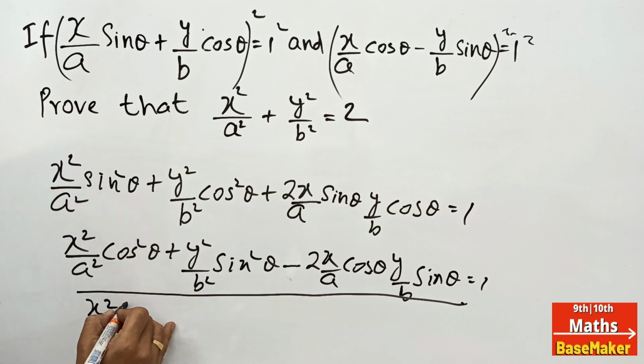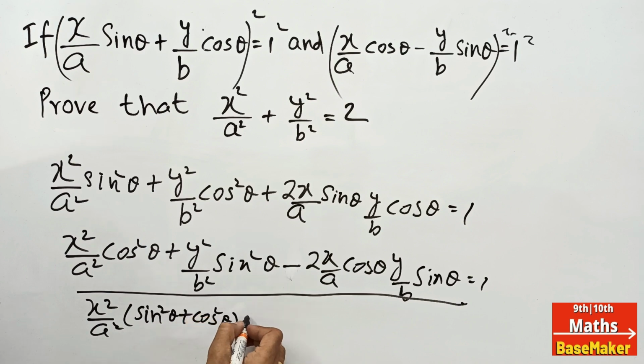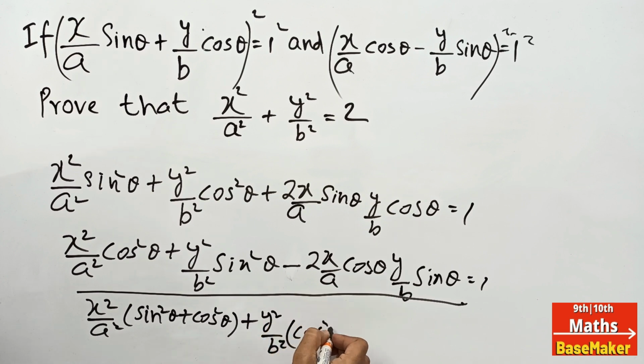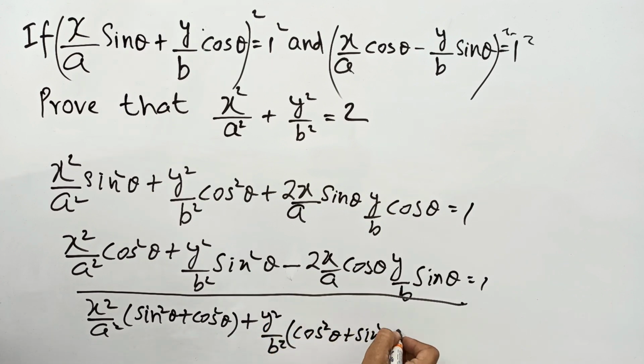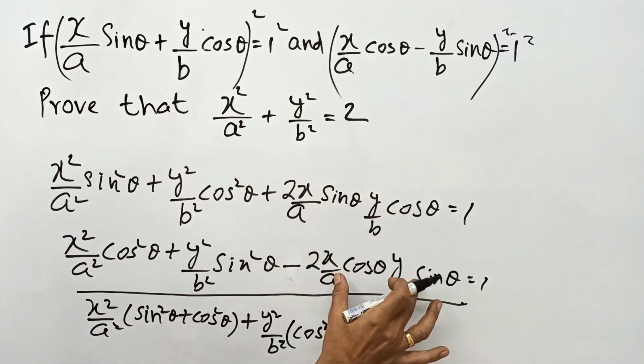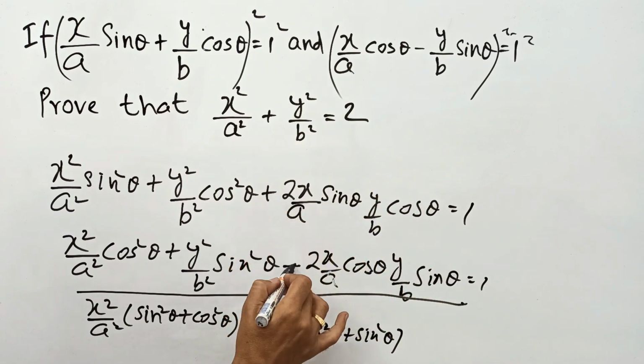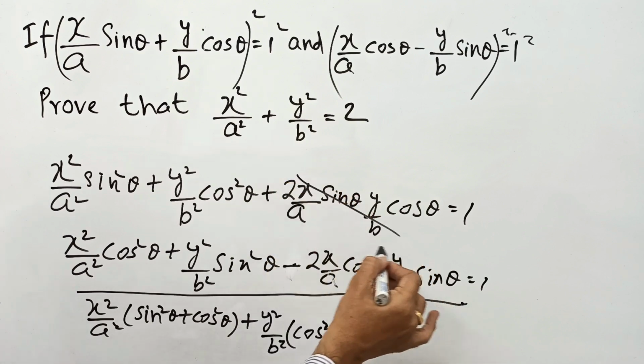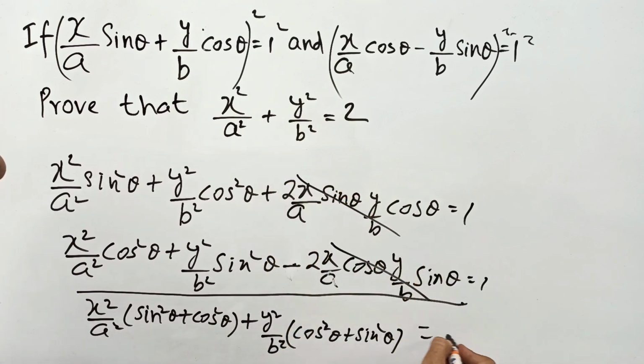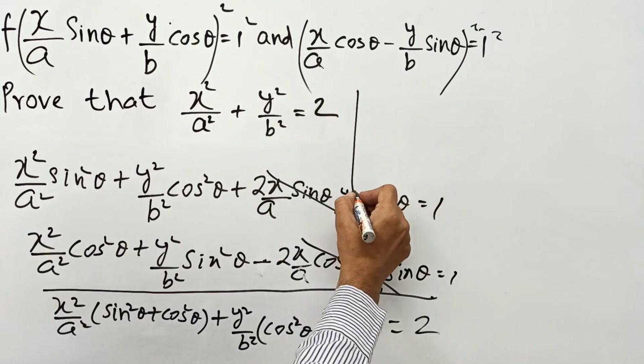Here x square upon a square is common. Here y square upon b square is common. And see here, both are of the same magnitude but signs are opposite. One is plus, one is minus. So they will be cancelled. And 1 plus 1 will be 2.